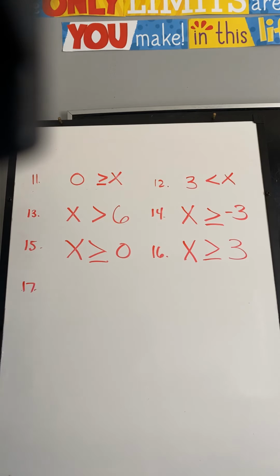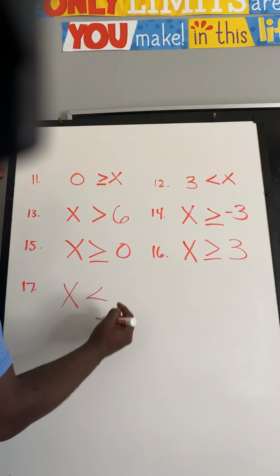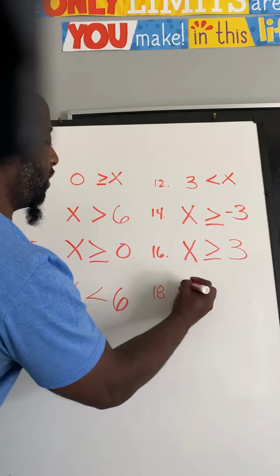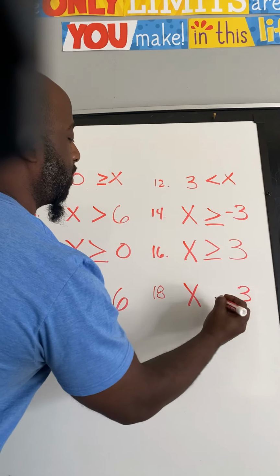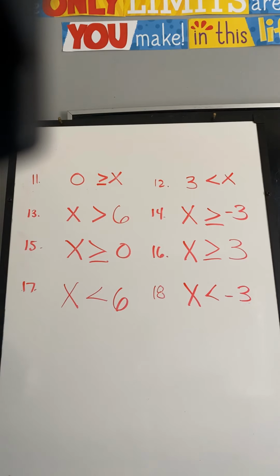Number 17. Go to the number 6, shading to the left. Shading to the left, so it's less than. It's an open circle, and the number was 6. Going to number 18, the number is -3. It's shading to the left, so it is less than. And is it an open or closed circle? It is an open circle, so therefore, no line underneath.